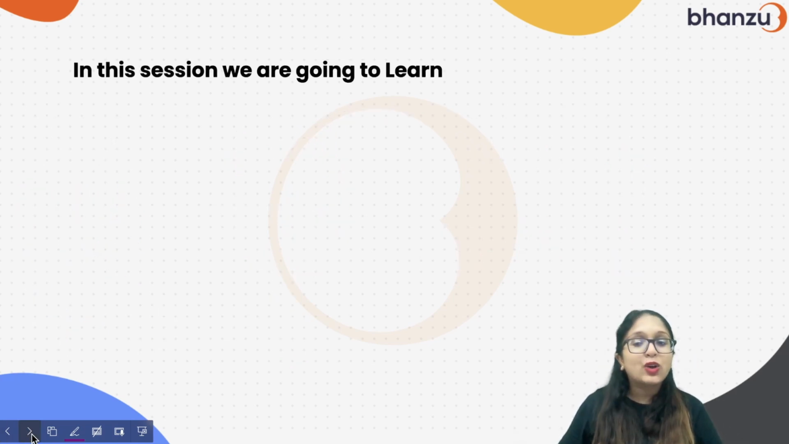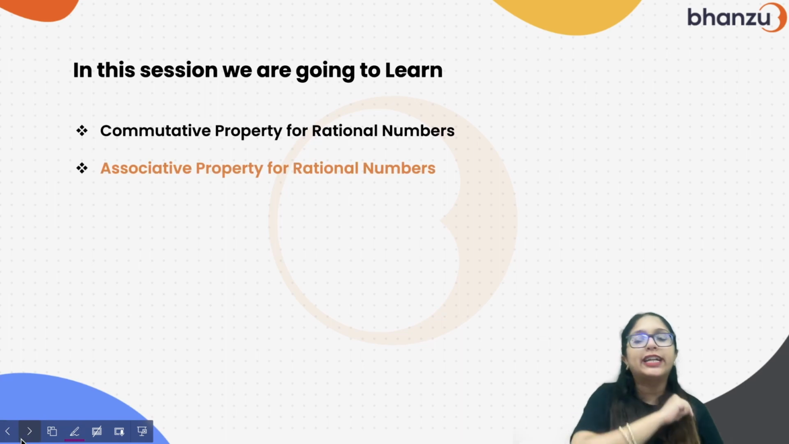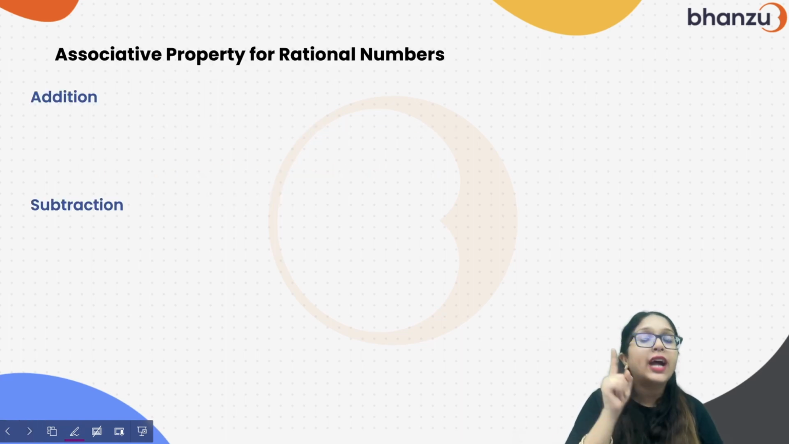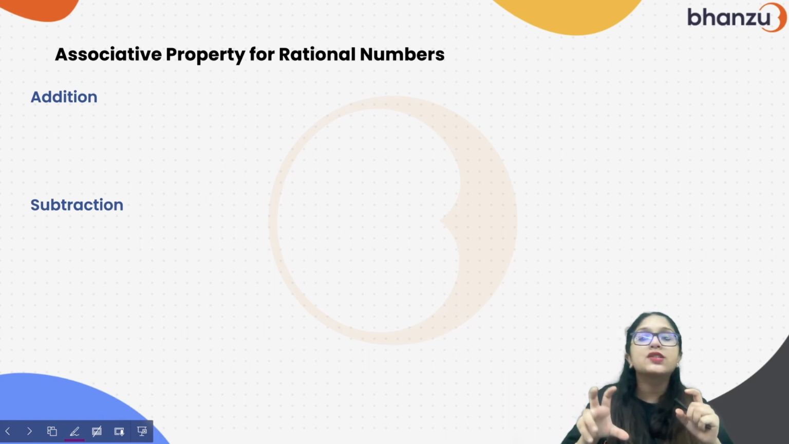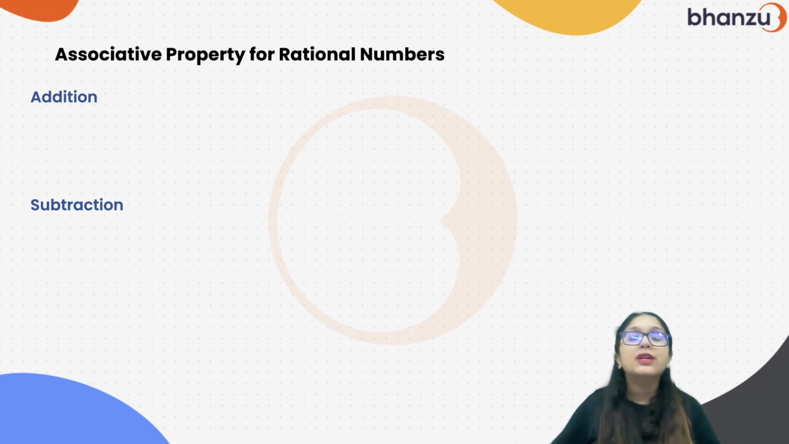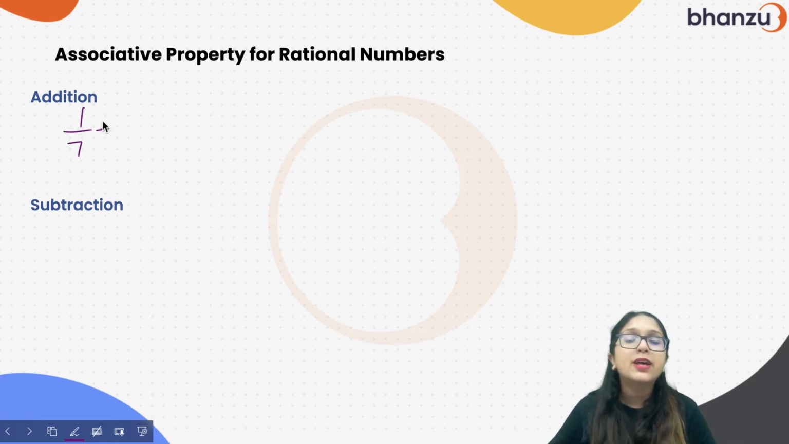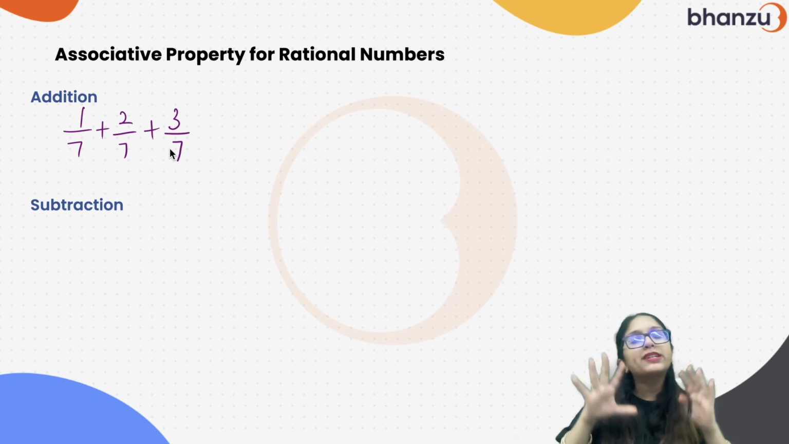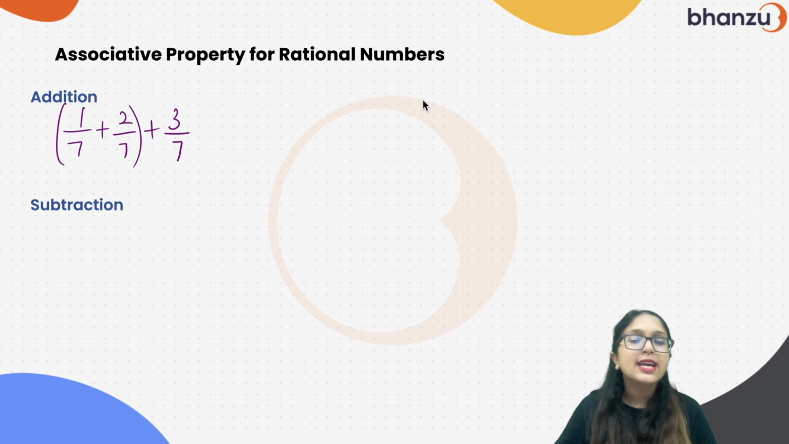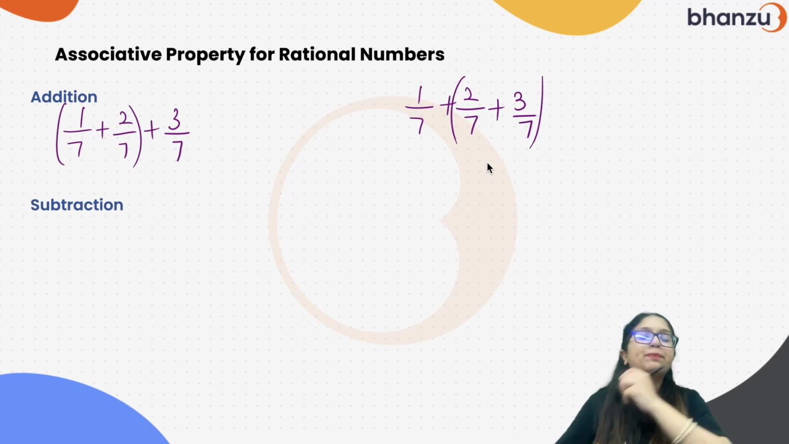Okay, so now we are going to learn about associative property. In this, let's quickly get a mastery over addition first of all. Associative property for rational numbers. Now, let's take the rational numbers. For example, 1 over 7 plus 2 over 7 plus 3 over 7. I'll do the groupings in two different ways. First of all, I'll do the grouping like this, and then I will write this question once again, and I will do the grouping over here, champion.